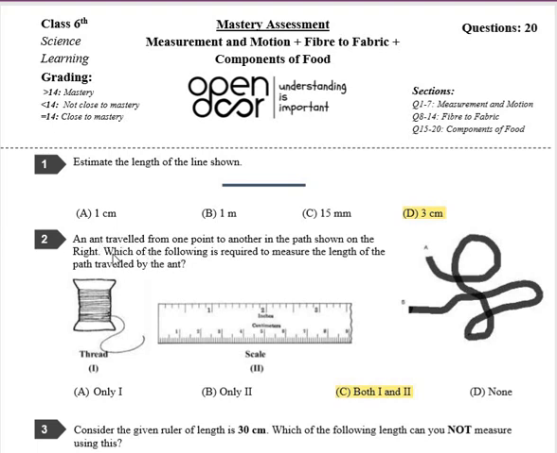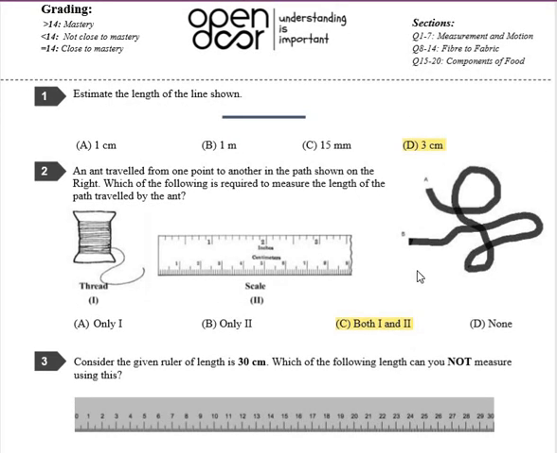Now coming to the second question. An ant travelled from one point to another in the path shown on the right. Which of the following is required to measure the length of the path travelled by the ant? Here the path is given, from A to B. It is the path length covered by the ant, and this one is a curved path. For measuring the curved path, they have used two things, that is thread and the scale. So you have to find out which of the following is required to measure the length of the path travelled by the ant.